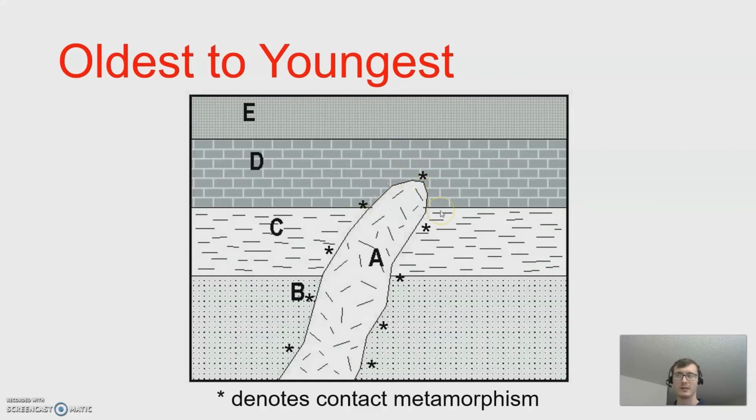Now, what we don't know here is what happened with E and A. There's two sequences that are possible. We could have B and then C and then D and then E and then A comes up and intrudes here on these rocks and cooks a little bit of that at the edges. Or we could have had B, then C, then D, and then A, and then lastly E laid down on top. So there's actually two possible sequences of events here.